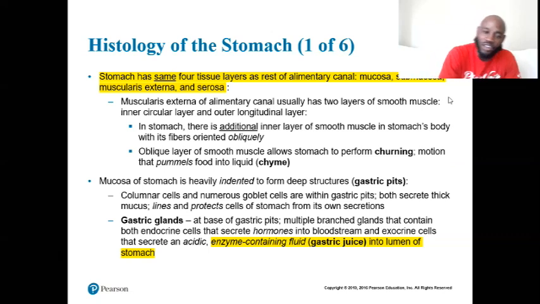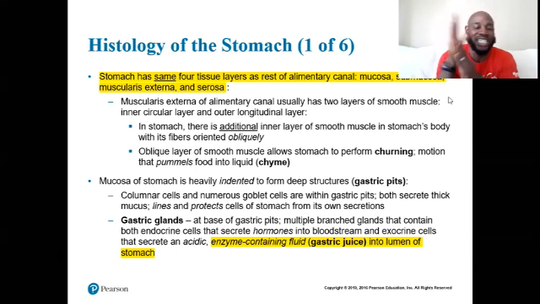Right, so we go from bolus to chyme at the stomach as we further churn and break down the food. The mucosa of the stomach is heavily indented to form deep structures, gastric pits. We have columnar cells, goblet cells, which secrete mucus and help protect the lining of the stomach from the acids. It's very acidic in the stomach.